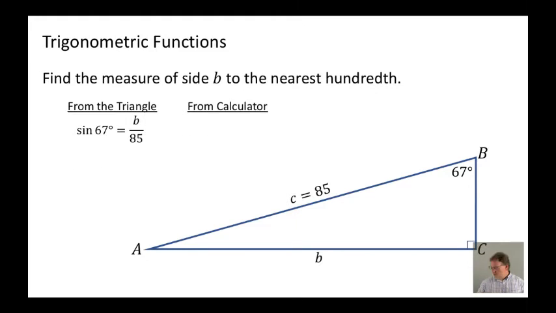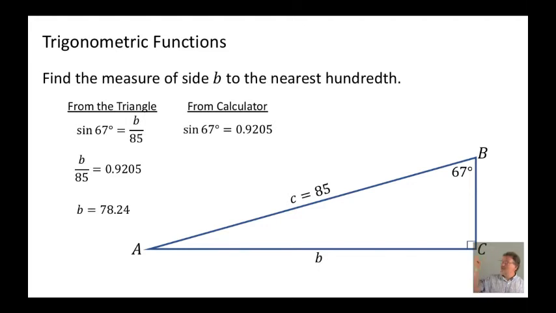Well, let's find out what the sine of 67 degrees is. That's where the calculator comes in, doesn't it? We can find out what the sine of 67 degrees is from the calculator. And as it turns out, it's 0.9205. So we've got sine 67 degrees and sine 67 degrees. Let's just set those two things equal to each other. So B over 85 is the same thing as 0.9205. Same thing in both of those columns there.